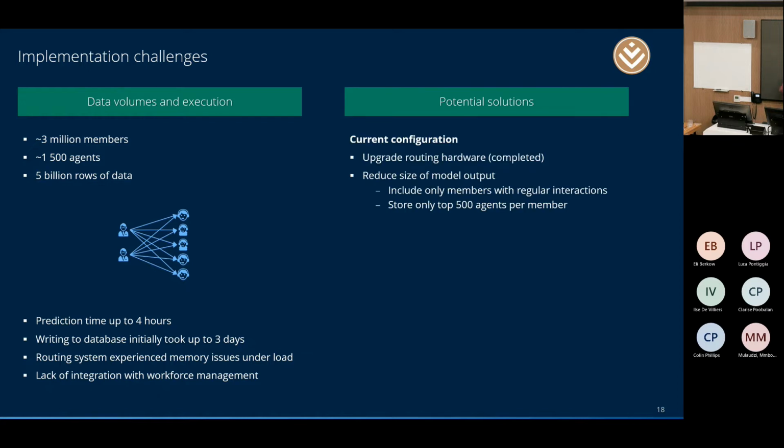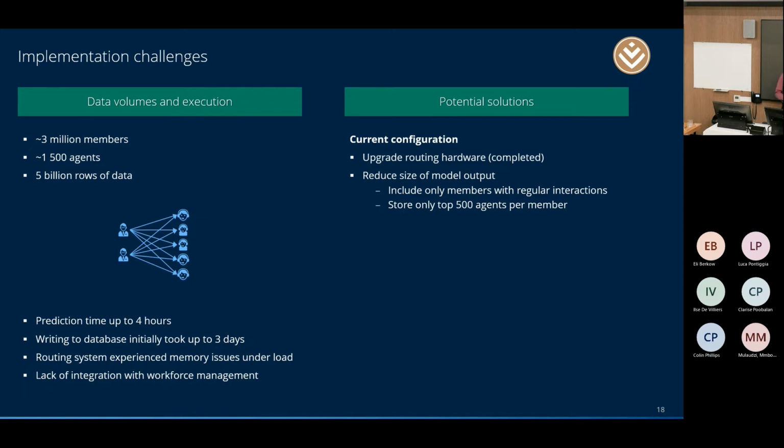Potential solutions. In this current configuration, we have actually already upgraded our routing hardware to alleviate those memory issues. But naturally, if we can reduce the size of the model output, then it's already a big win. So what we said we can do is predict only on members who interact with us regularly, because we know there's a large fraction of the member base who don't interact with us at all. And maybe we can truncate it to say, let's only store the top 500 agents per member. And if not all 500 are available, maybe assign randomly after that.